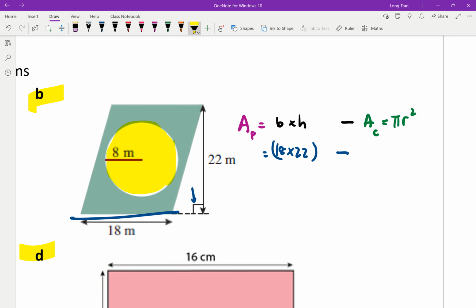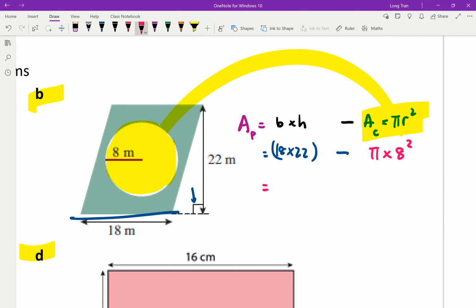So this is a circle. How do you find the area of the circle? Go. Think about it. What's my radius? Fill it out. So this should be pi times 8 squared. Type that in your calculator.